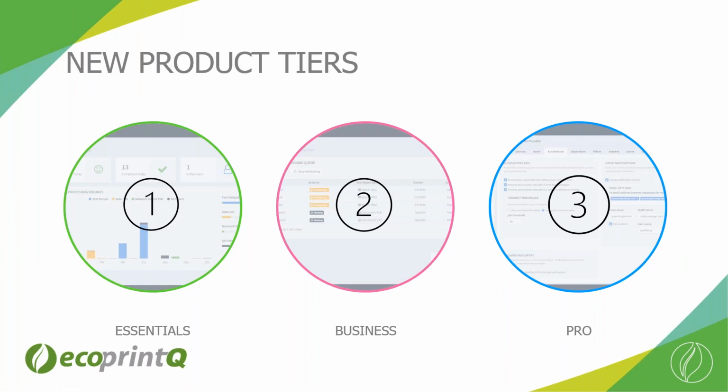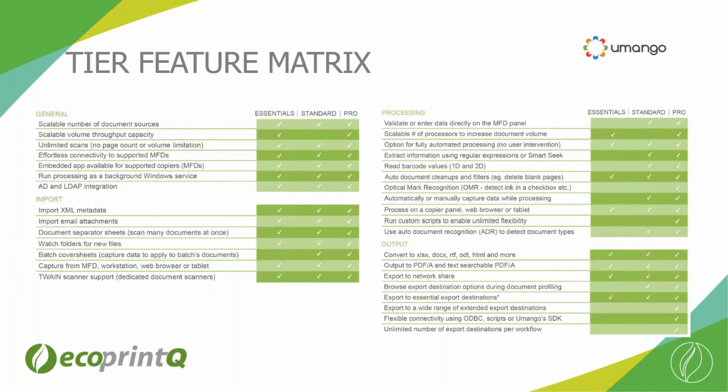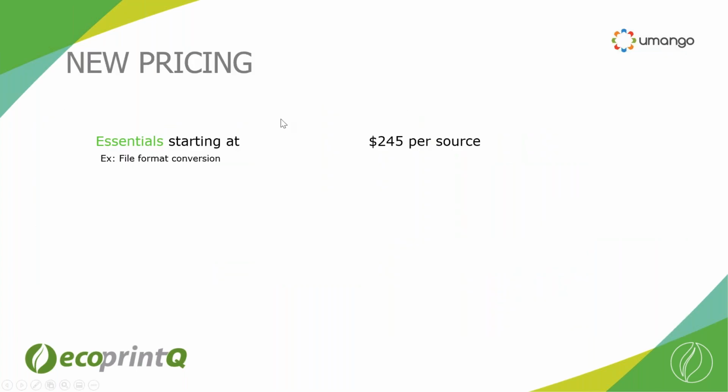Now, Umango is lined up in product tiers. This is kind of new to the way Umango's done things, so if you've sold it in the past, this part may be a little bit new for you. We have a tier feature matrix, simply meaning that there's an essentials, standard, and pro product. Depending on what they may want to do, that may help you decide which product you would use. But no worries, we've broken this out for you with some examples and also, of course, pricing.